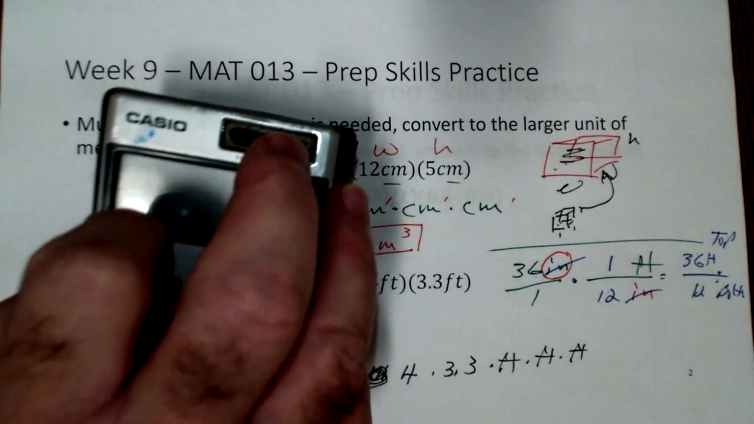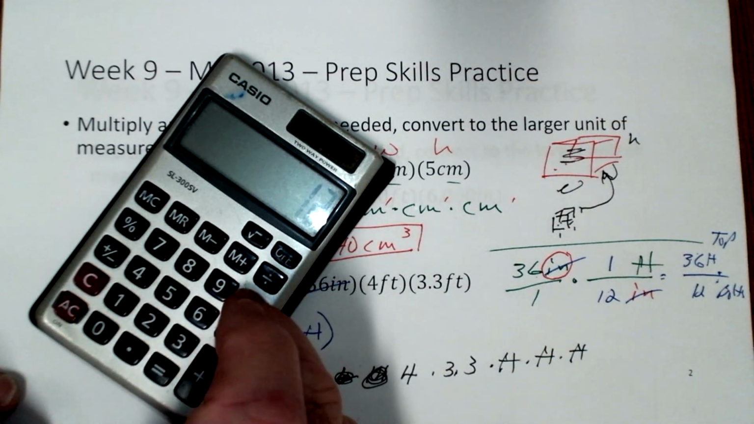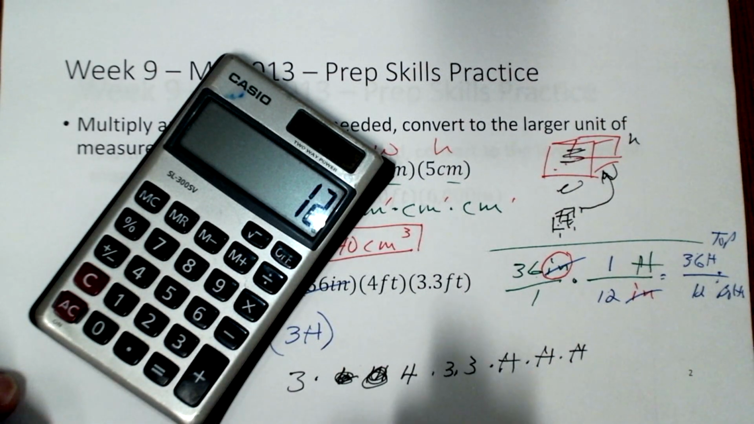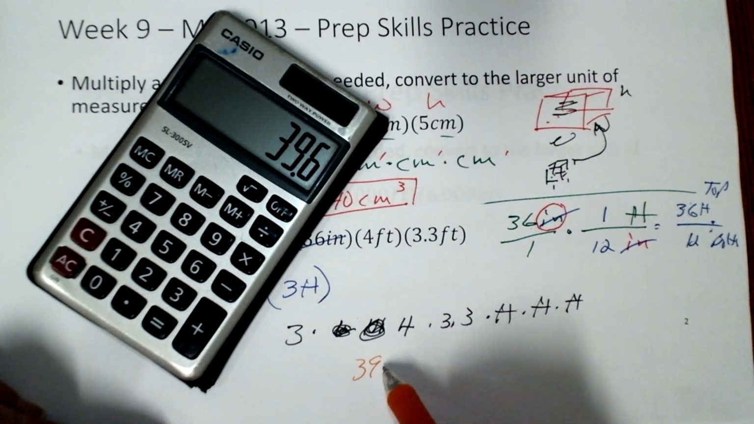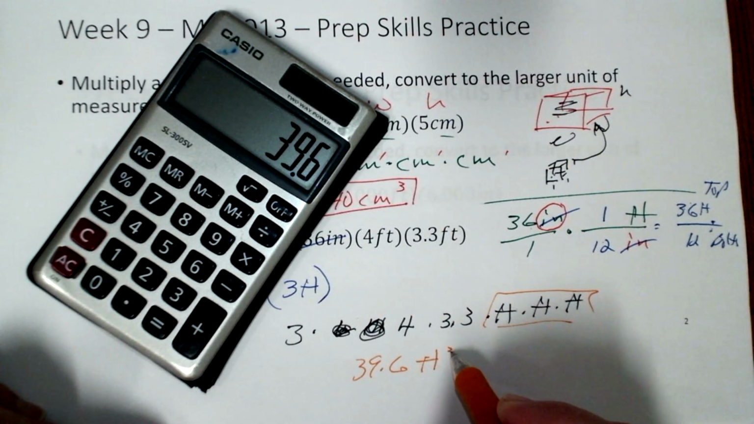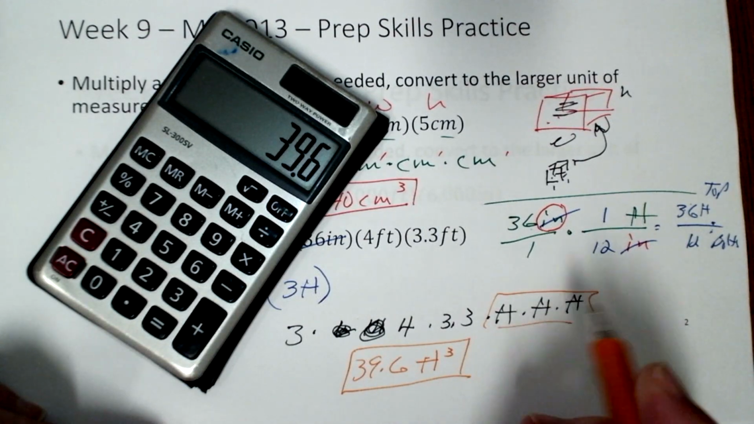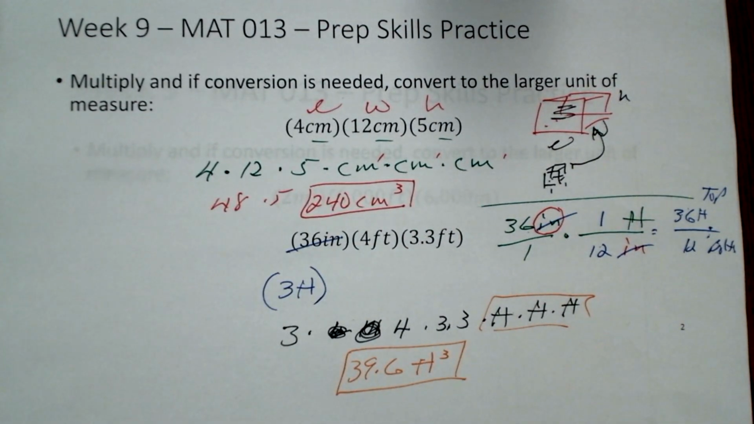So let's just use the calculator here. We got 3 times 4, we know is, of course, 12, times 3.3. Okay, so we have a solution of 39.6. And how many feet do we have? We have 3 of them, so feet cubed. Okay, so our final solution here would be 39.6 cubic feet, or feet cubed, whatever makes you happy.